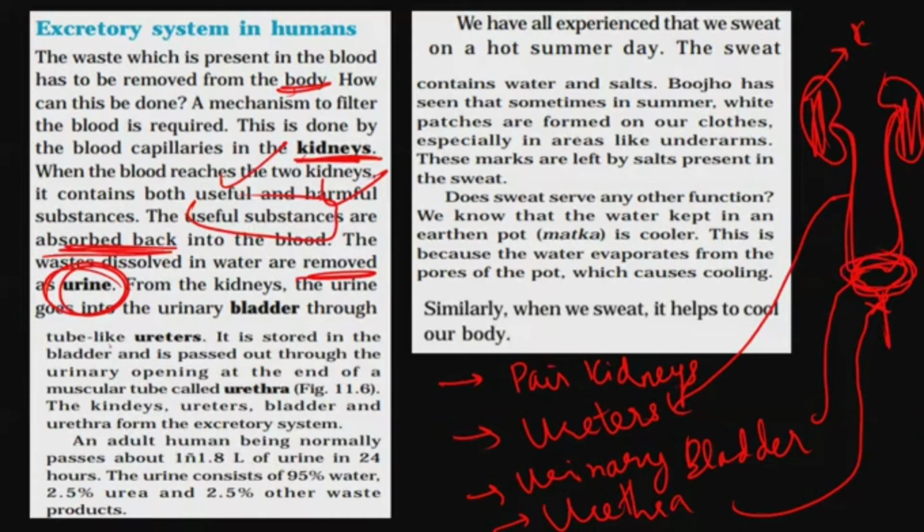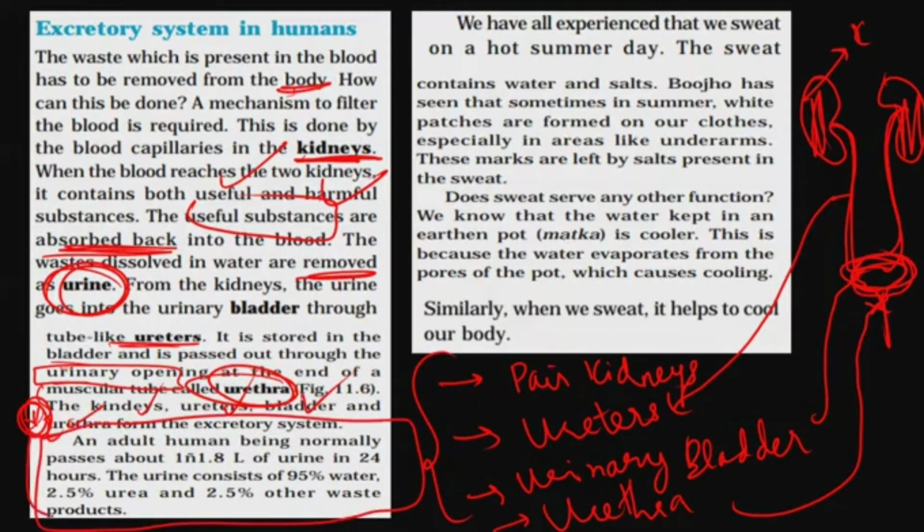So the tube-like ureters carry it, it is stored in the bladder, and passed out through the urinary opening at the end of the muscular tube called the urethra. Now, kidneys, ureters, bladder, and urethra form the excretory system. This is very important, as I told you here. Now, there are some numbers given here. You can mark this as important as well.